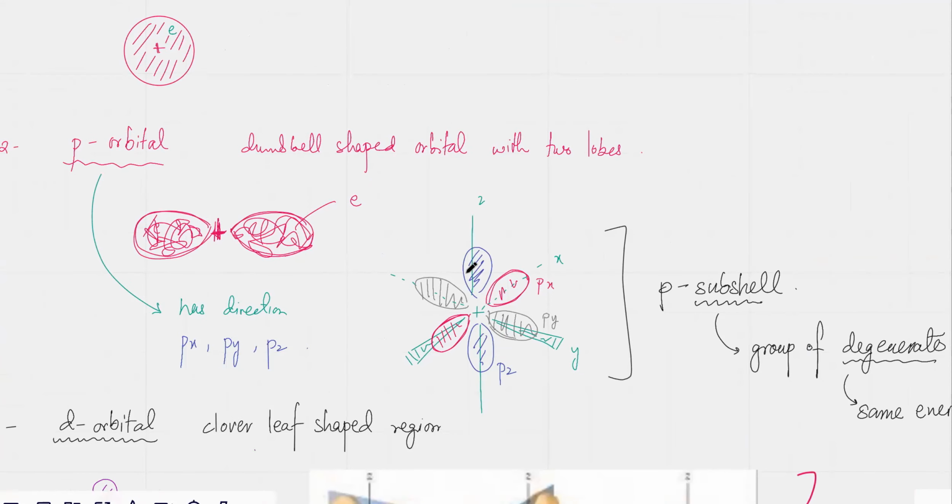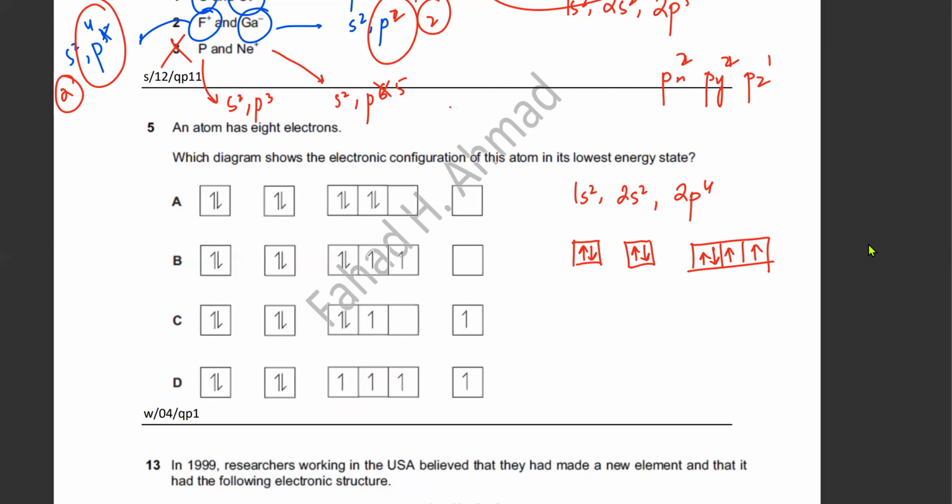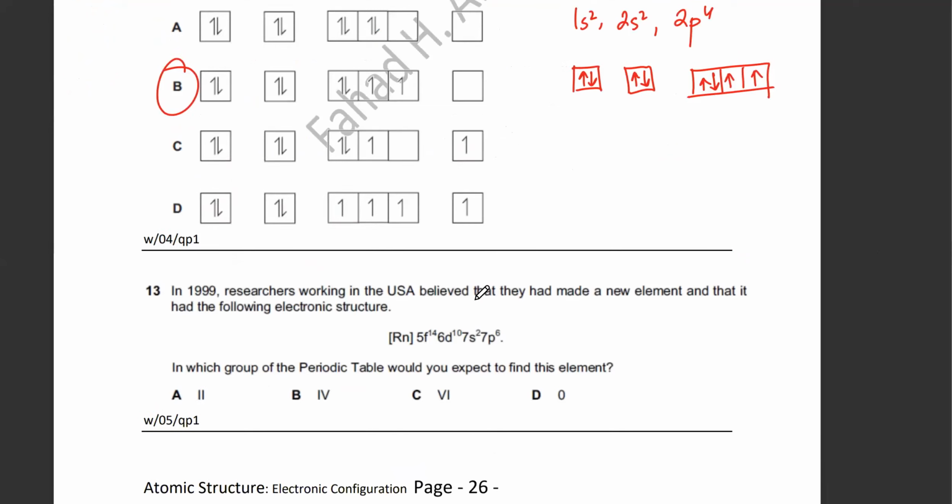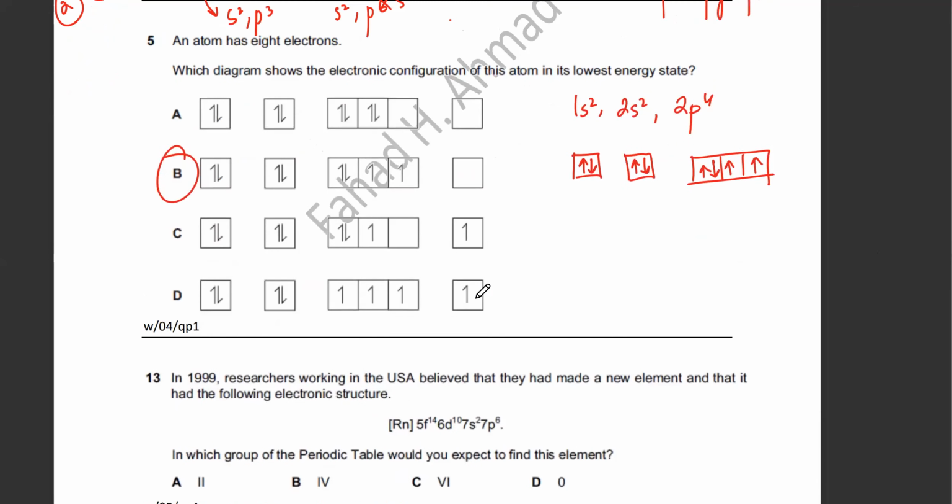Okay, so each one of the orbitals would be filled in a single manner first, 1 electron in each, and then the second electron would start entering in each one of them. So this is what it's going to look like, and I think this is B. B is similar to this. Remember, this is another way of representing these orbitals, okay?